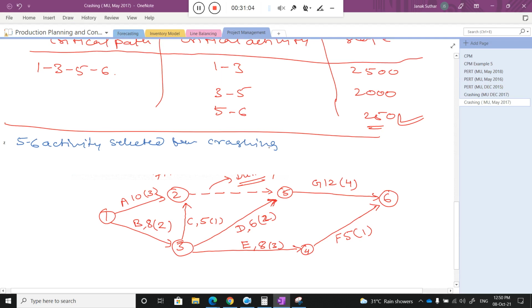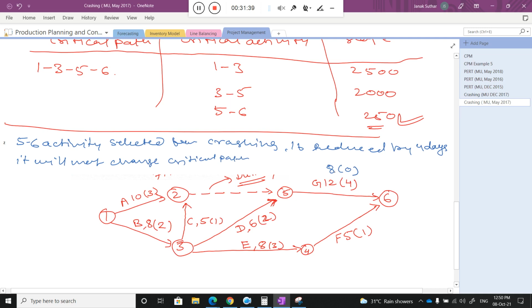And if I reduce it by 4 days, it will not change my critical path. It will not change the critical path of the activity. I am writing quickly, so please try to understand what is going on. So now here I reduce that particular time, 8 and 0.